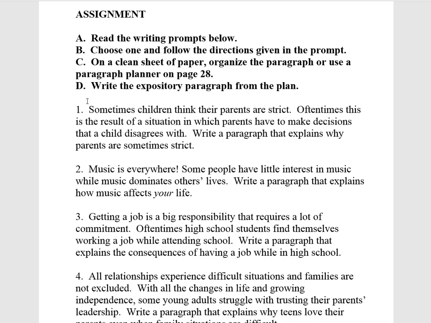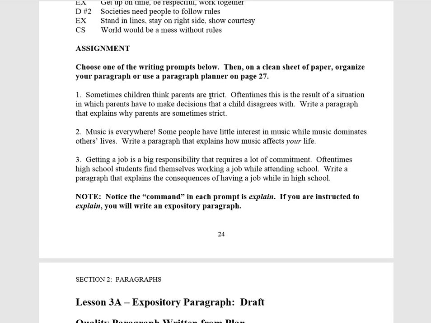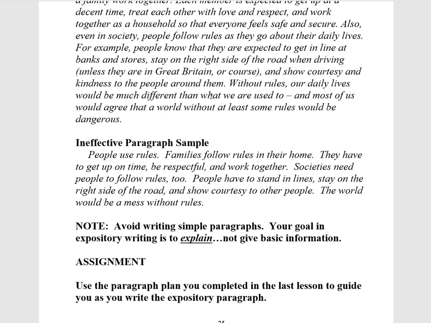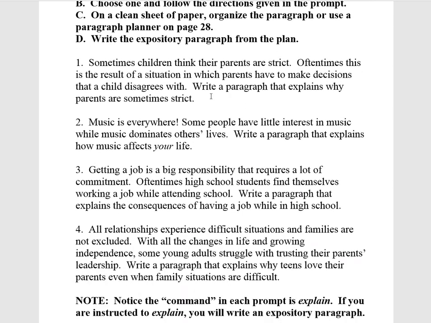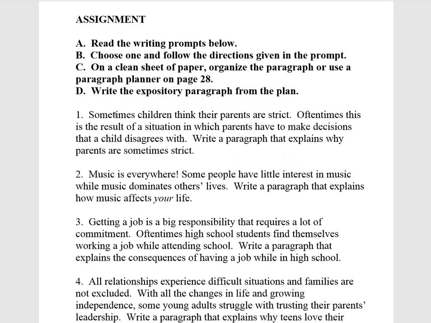Now, these three are the three that were listed before, but students will want to choose a different one than they chose before. So if they chose number 1 back here on this first day plan right here, sometimes children think parents are strict, they will not want to choose that prompt to write to on this lesson 3B here. They would want to choose from prompt number 2, prompt number 3, or prompt number 4.